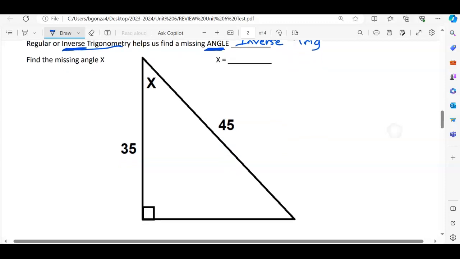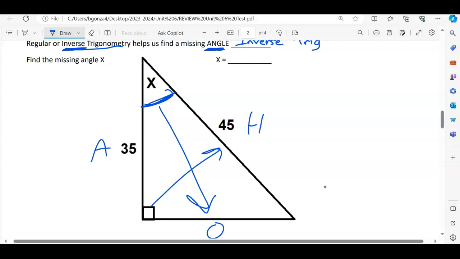Now let's use that information to find x here. So here's my angle. I'm going to label O, H, and A. I'm going to remember SOHCAHTOA. I'm going to scratch out the O that I don't need. I see A and H has to be cosine. So it'll be cosine of the angle, which is x, equals A over H, 35 over 45.